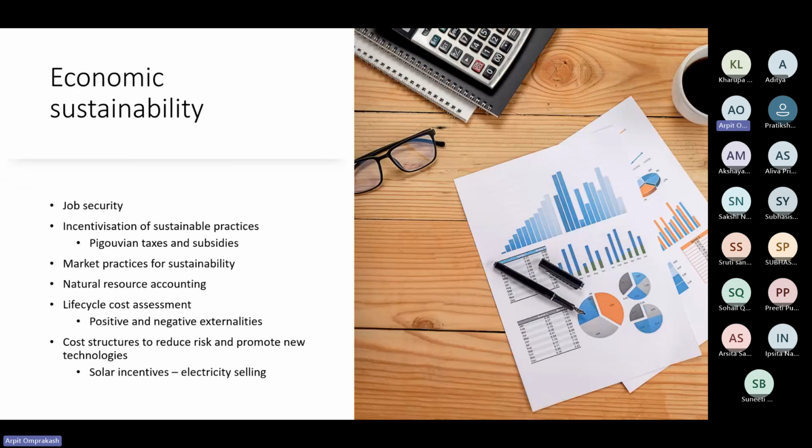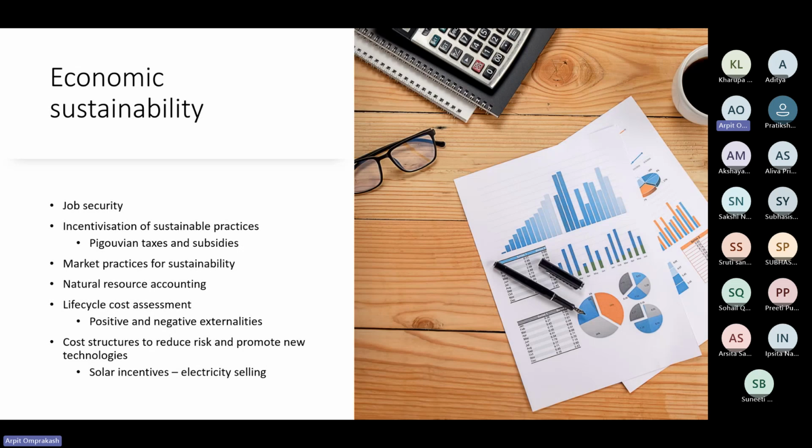The next thing is economic sustainability. Even if we go forward and lead a sustainable life, people need to have a job, some way of earning money, so people need job security. Then sustainable practices should generally be incentivized. So there are things such as Pigovian taxes and subsidies.